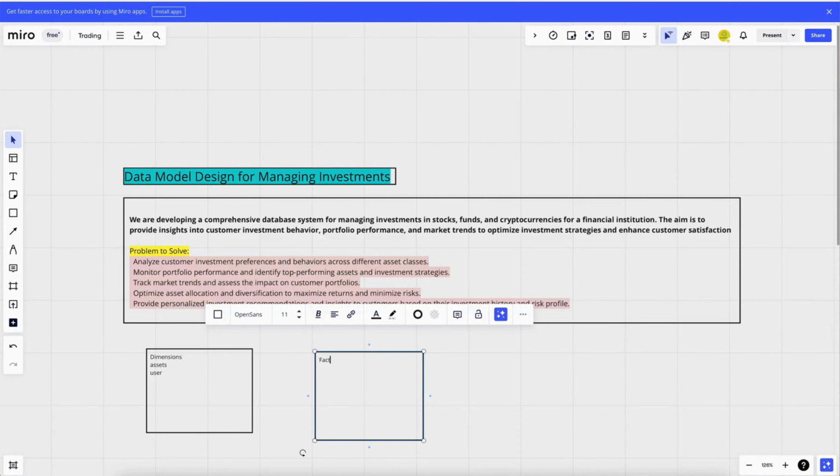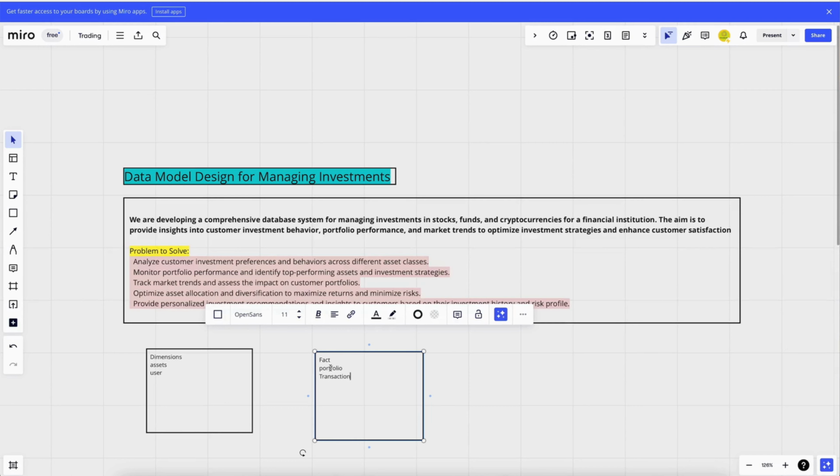And let's come to the fact table here. The first one will be portfolio. The third statement is track market trends and assets, the impact on customer portfolios, optimize asset allocation and diversification to maximize returns and minimize risk. And the last one is provide personalized investment recommendations and insights to customers based on their investment history and risk profile. So another one I can think of from the fact table is the transaction table.